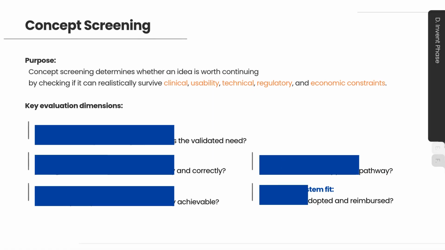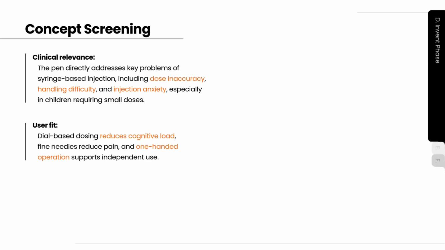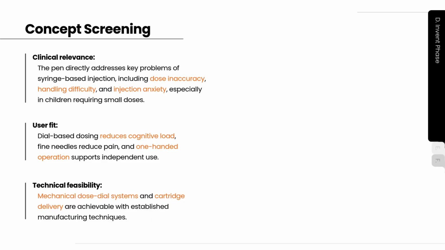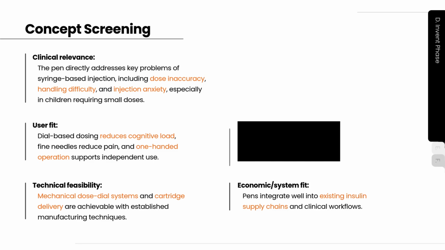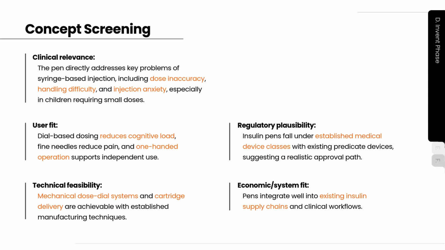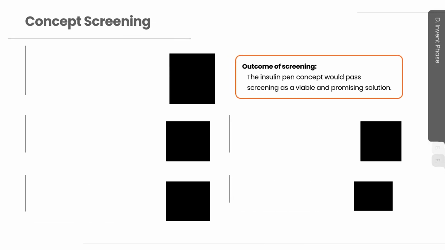In this step, the insulin pen concept is evaluated across 5 key dimensions. Clinically, it addresses dose inaccuracy, handling difficulty, and injection anxiety in children. From a user perspective, dial-based dosing and fine needles reduce cognitive and physical burden. Technically and economically, the mechanism fits existing manufacturing and insulin supply chains. Regulatory-wise, insulin pens already fall within established device classes. As a result, the concept successfully passes screening as a viable and promising solution.